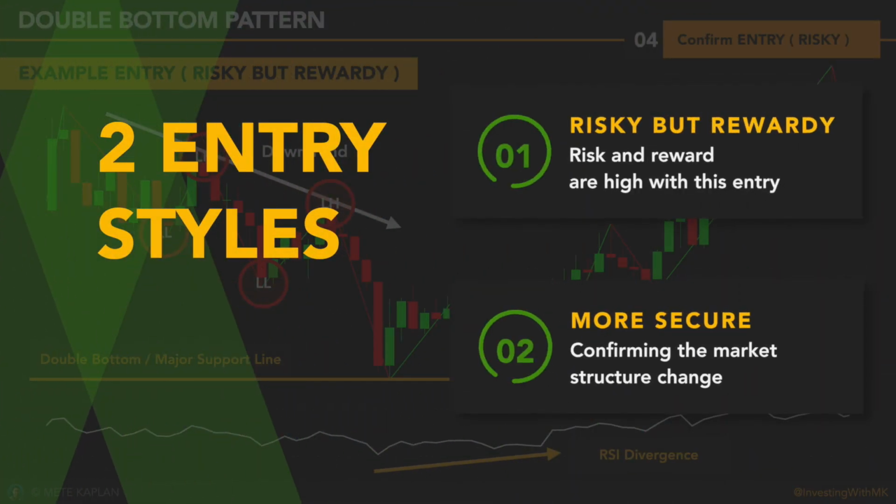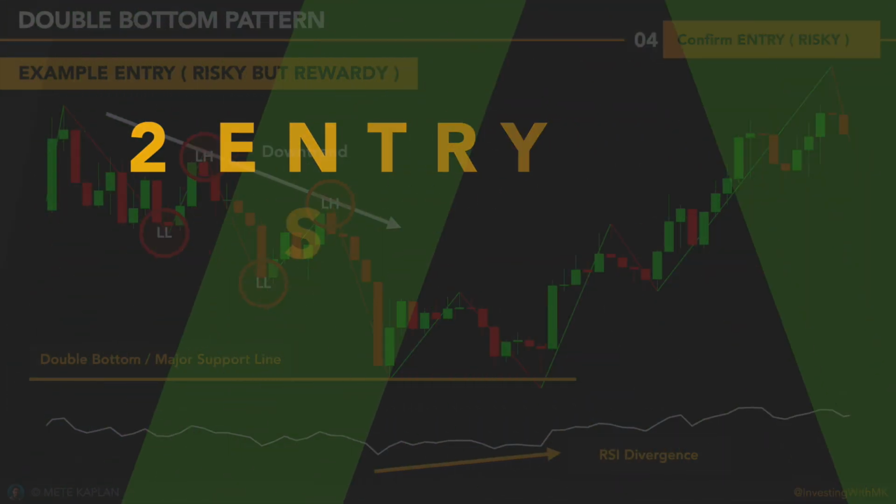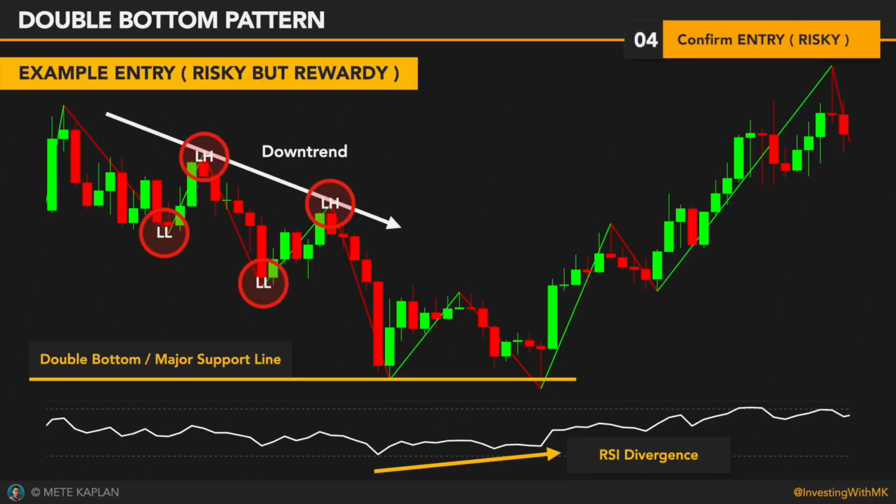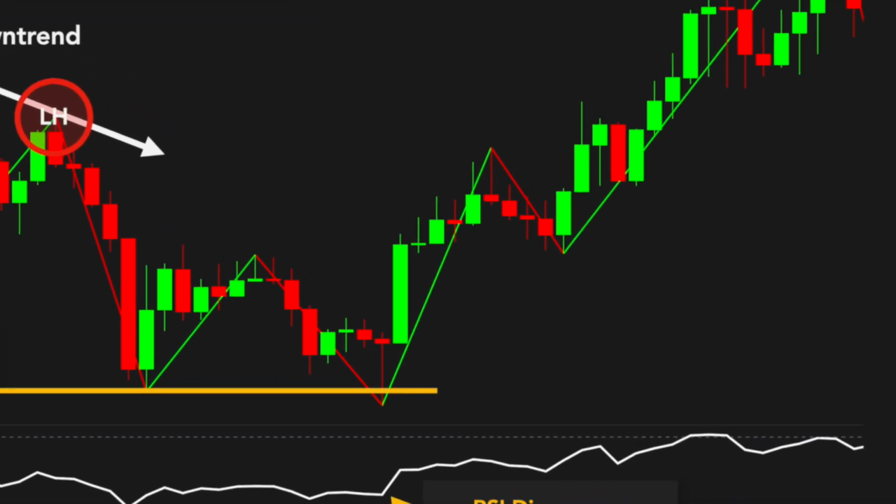Now, there are 2 types of entry. 1. Risky but rewardy entry. 2. More secure entry. Let's start with the risky one. As the name suggests, the risk and reward are high with this entry, because you are entering without confirming market structure change, which means that we did not see a higher low yet. As you can see, the first higher low comes much later.